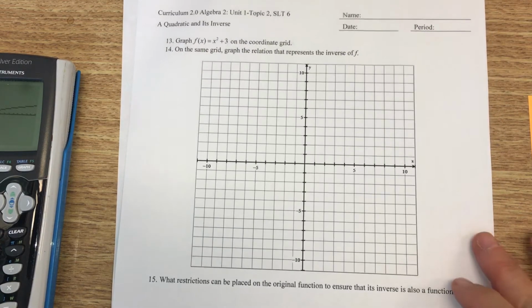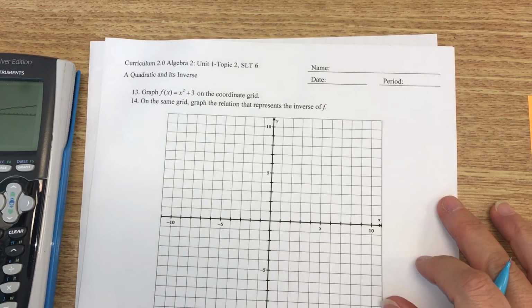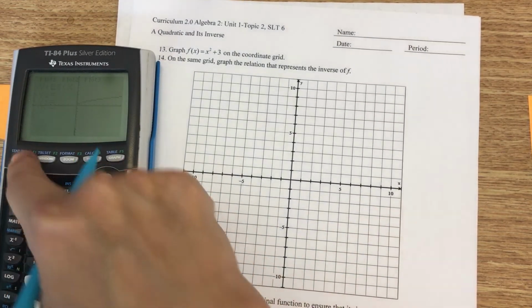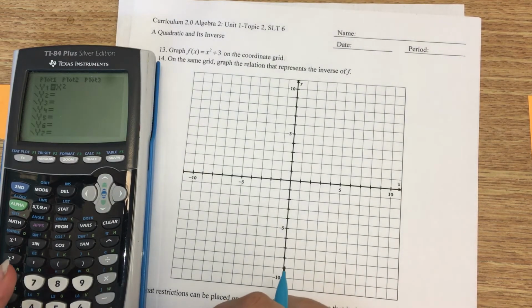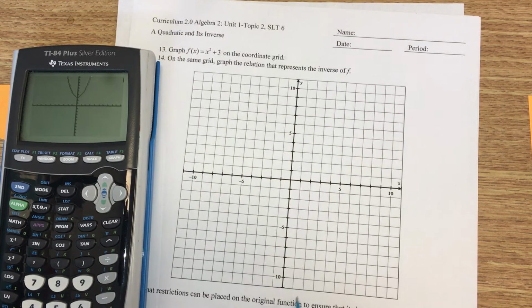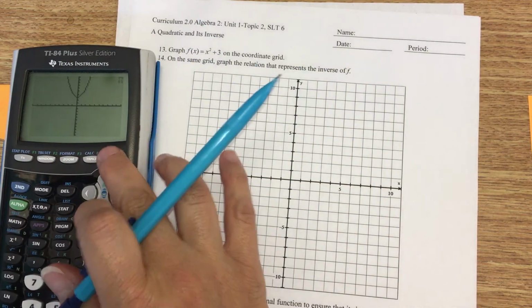All right, page 3. It says graph the function x squared plus 3 on the coordinate grid. So I'm going to grab my calculator, and I'm going to go y equals, clear that out. I'm going to go x, and then squared. And just a reminder, again, you can always pause the video if you need to, or back it up. Plus 3. And I'm going to hit graph. And I can kind of see on my calculator, it looks like it's starting up there at 3, but I want to get a good table.